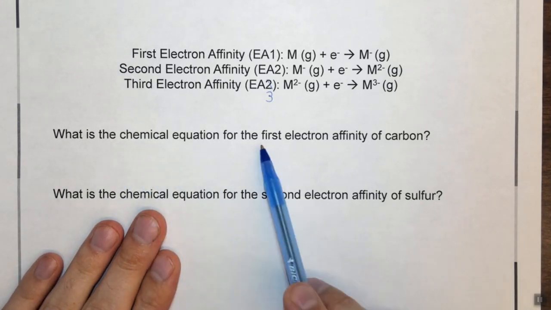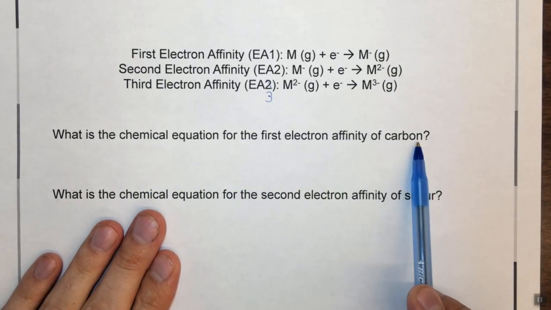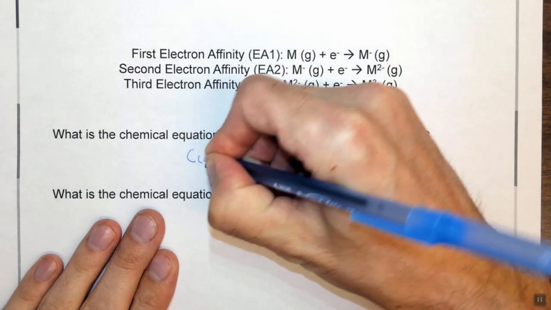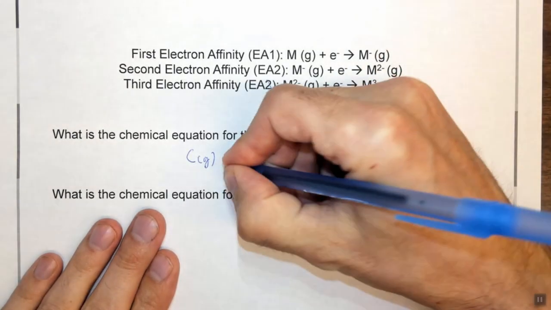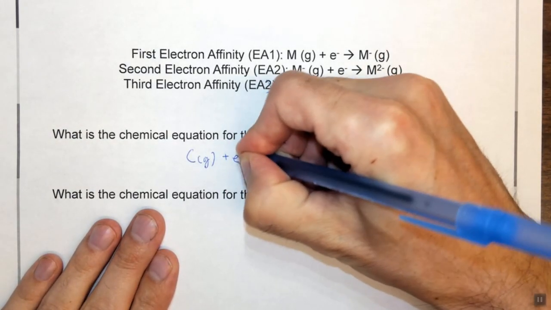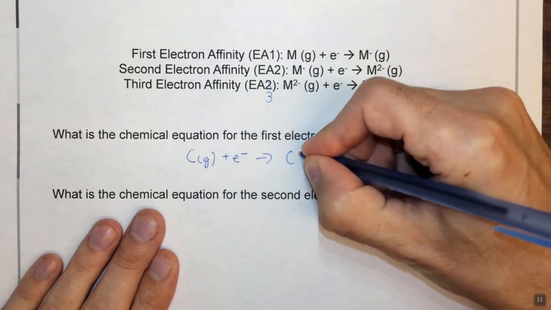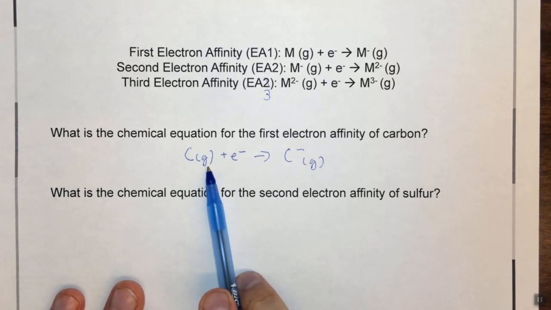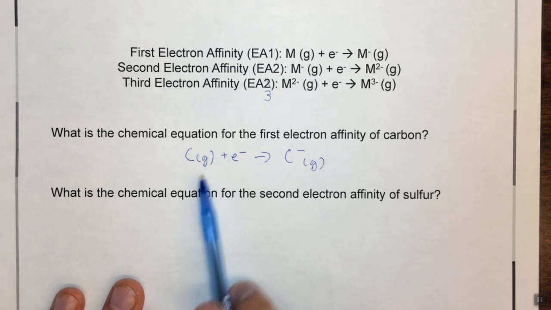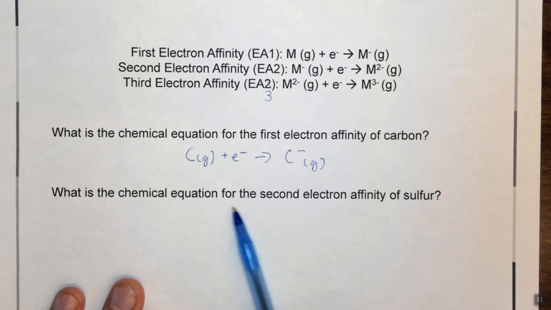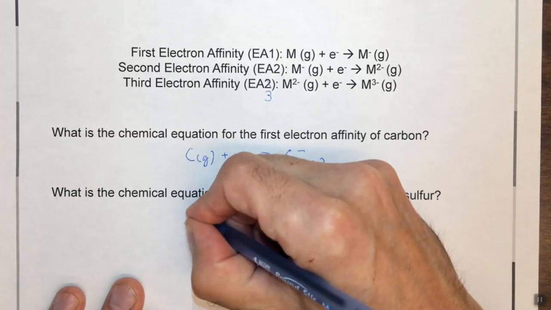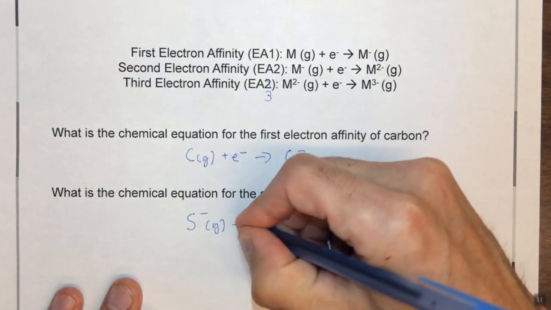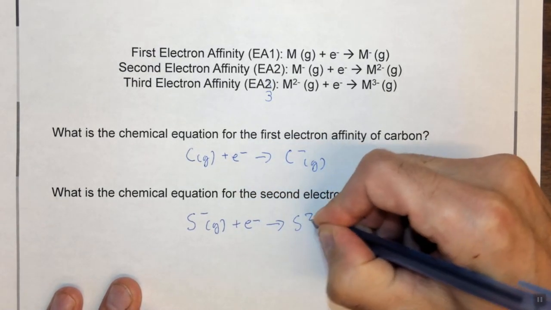So it says, what is the chemical equation for the first electron affinity of carbon? Carbon has to be in the gas phase, just like for ionization energy. And we're going to give it an electron. And when we give carbon an electron, it's carbon minus in the gas phase. Remember, for ionization energy, we were taking an electron away. For electron affinity, we are adding an electron. It says, what is the chemical equation for the second electron affinity of sulfur? Well, sulfur already has an electron if it's the second electron affinity, so it's already S minus. We add another electron, and it becomes S2 minus.